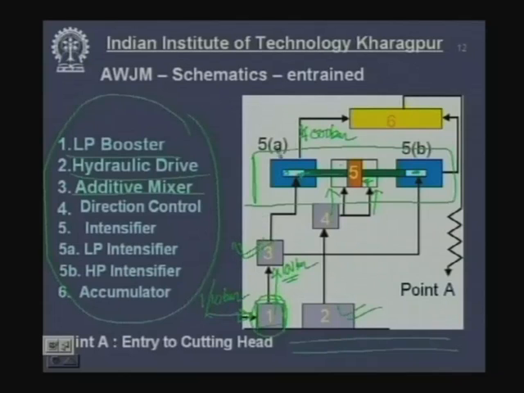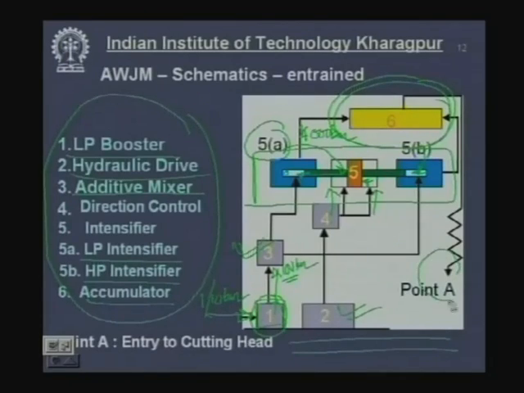Now this 5A is my low pressure intensifier, which is this part. 5B is the high pressure intensifier, which is this part. 6 is the accumulator, this one. Whenever this intensifier is reciprocating, what happens? Whenever it reciprocates, the velocity becomes 0, so there is a pressure drop. So the accumulator accumulates the water. It's something like a flywheel, so that the energy becomes available all the time. From the accumulator, it comes out through this. This is the entry to the cutting head. So this is my schematic description of the flexible tube which can carry water at such a high pressure.